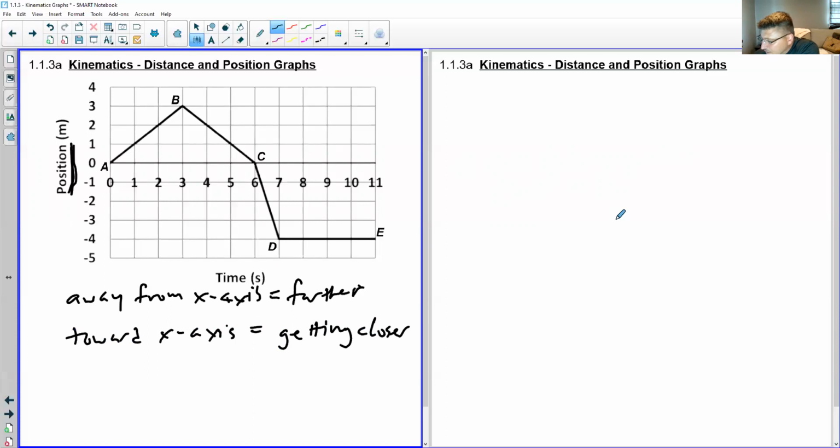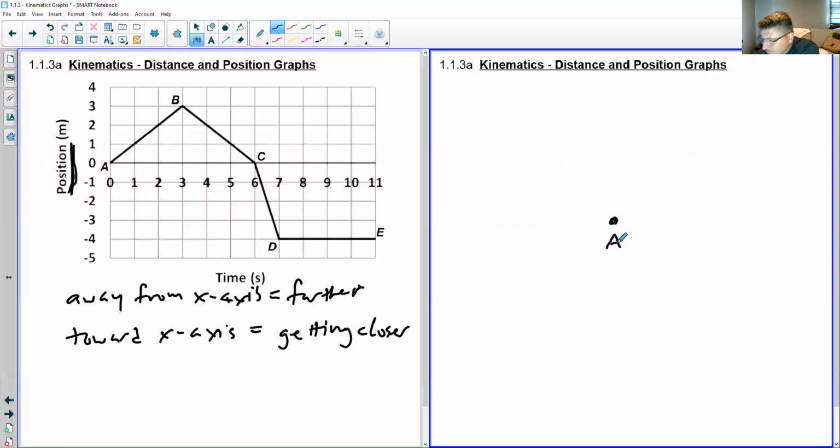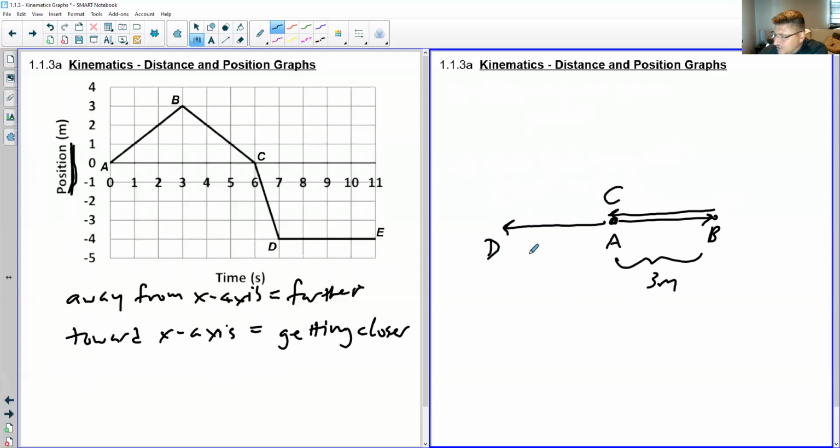So our object starts out at position A. Then it moves away from position A in the positive direction to position B. And position B is 3 meters to the right of position A. Then it goes back towards the origin, and position C is at the same position as point A. Then it goes to the left of the origin to point D, and point D is 4 meters to the left of our 0 position, which is where A and C are.